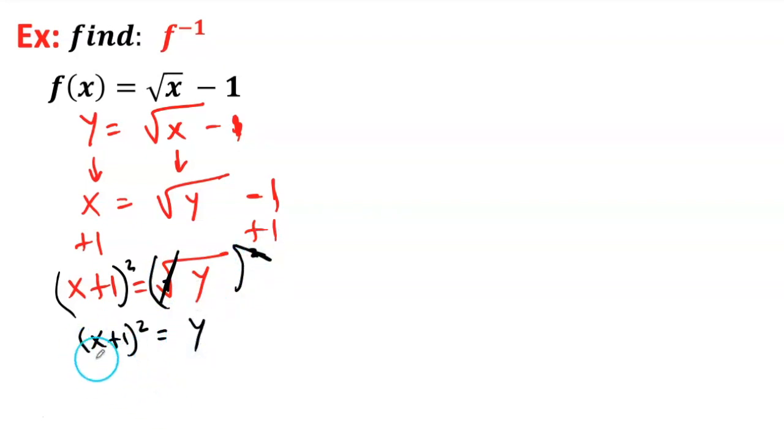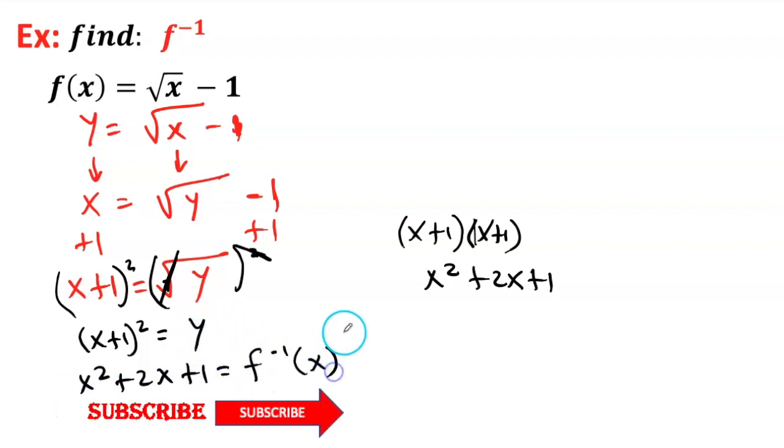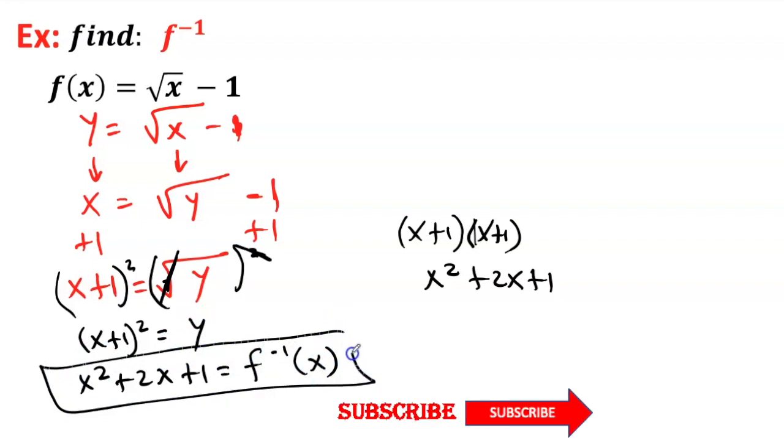Now, you can solve this, x plus 1 to the second power, which is going to be x plus 1 times x plus 1, and that's going to give me x squared plus x plus x is 2x, 1 times 1 is 1. So this turns into x squared plus 2x plus 1. Instead of the y, I write my inverse function notation, and this is my answer.